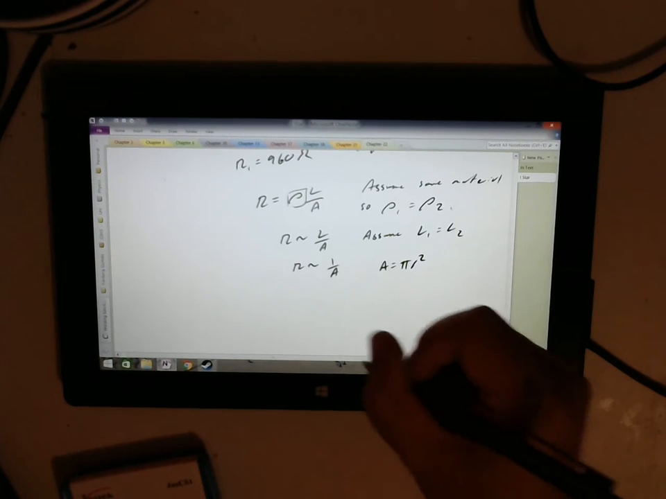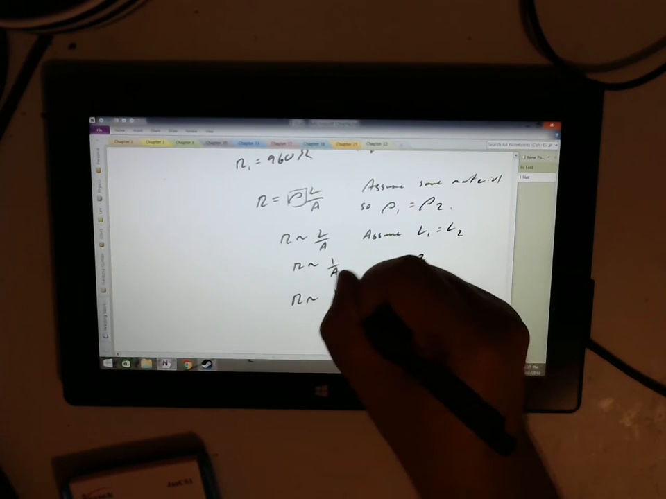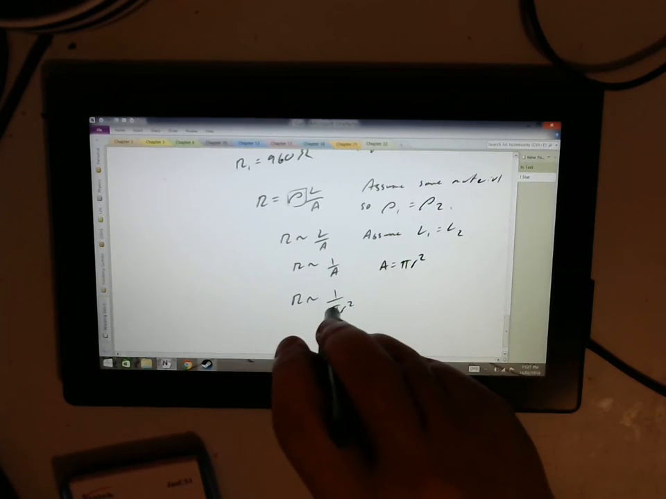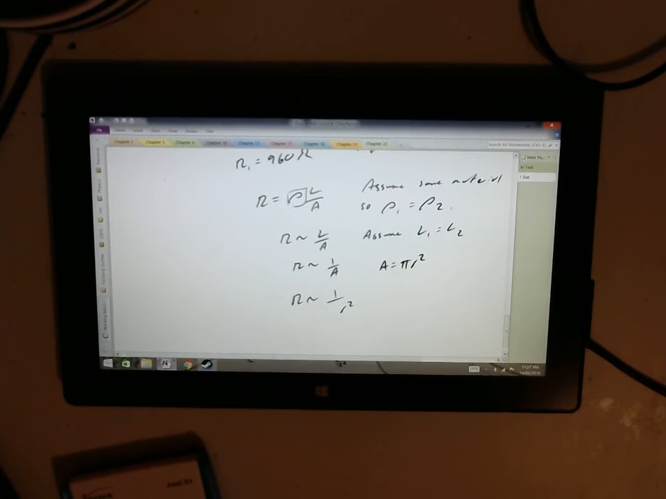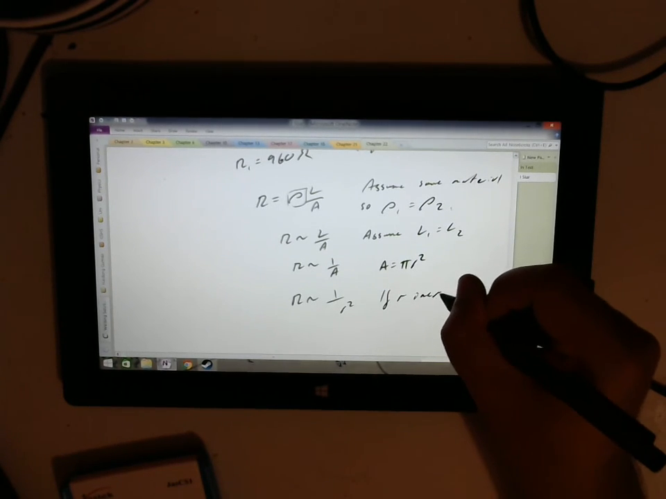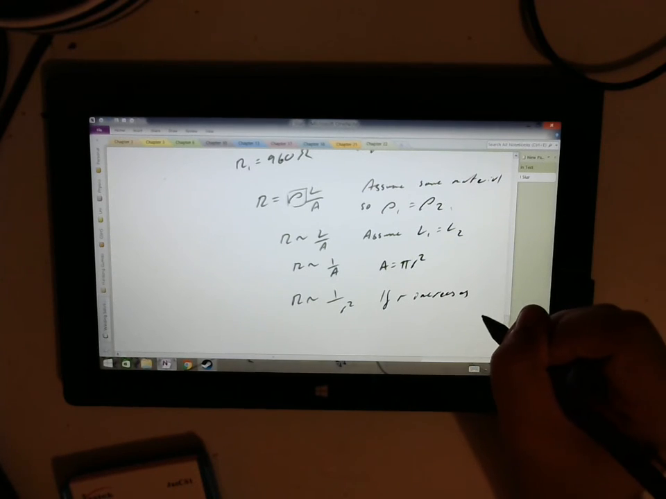So let's put that in then. Resistance is proportional to 1 over pi r squared. Pi is just a number, so let's get rid of that. It's 1 over r squared. So if r increases, okay, it gets thicker.